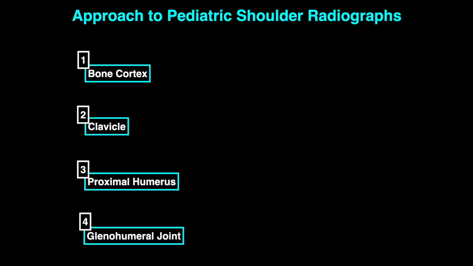So as I mentioned earlier, in this module we'll be looking at the approach to pediatric shoulder radiographs. I've broken this approach up into 4 sections. We'll start first by looking at the bone cortex, then next we'll look at the clavicles. After that, we'll look at the proximal humerus. Finally, we'll take a look at the glenohumeral joint.